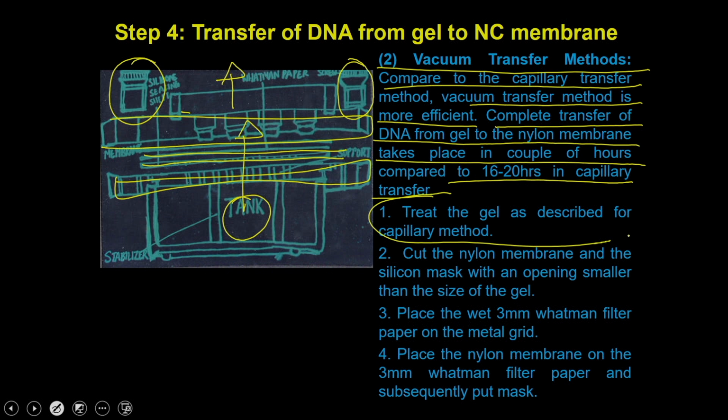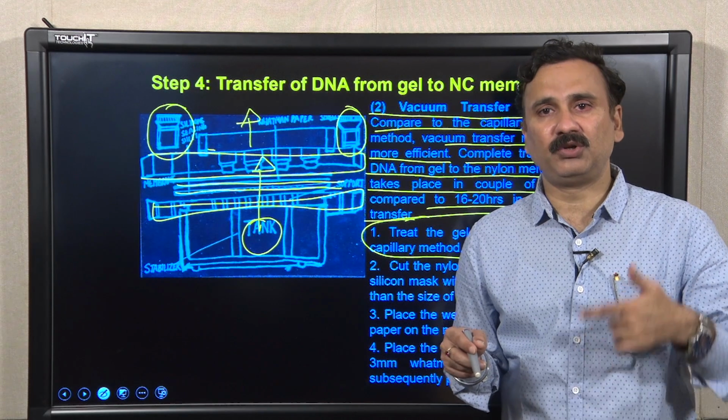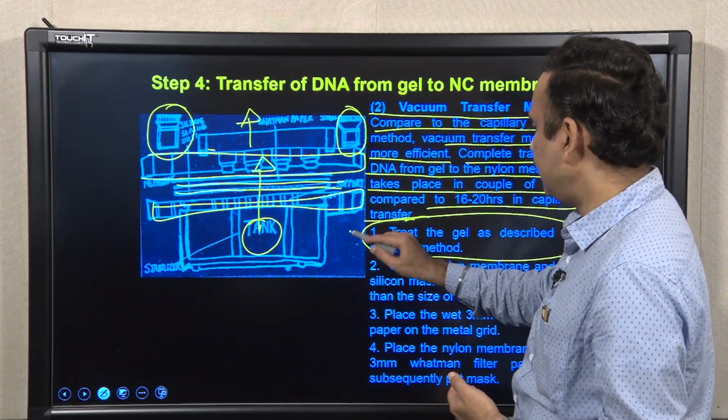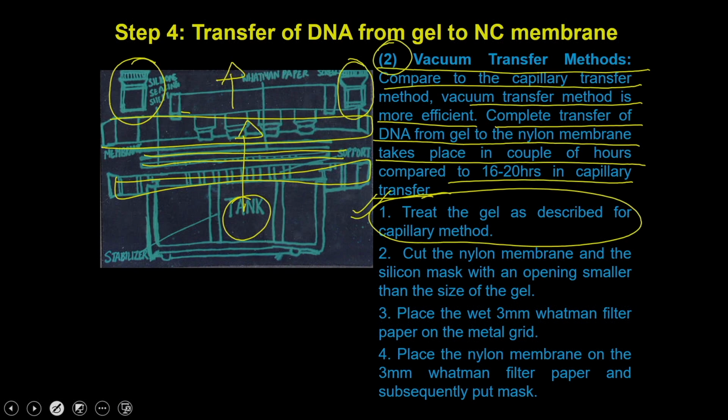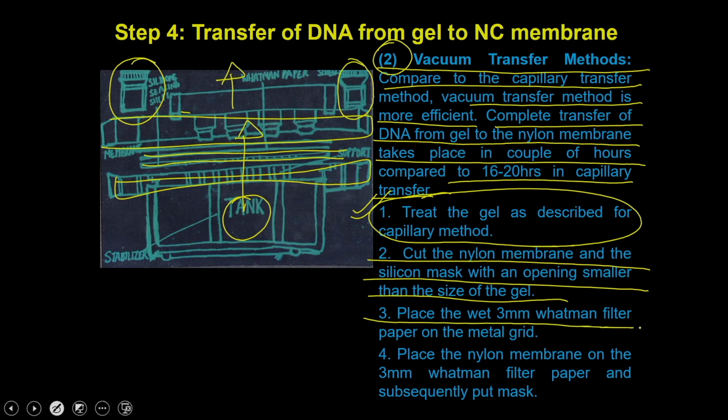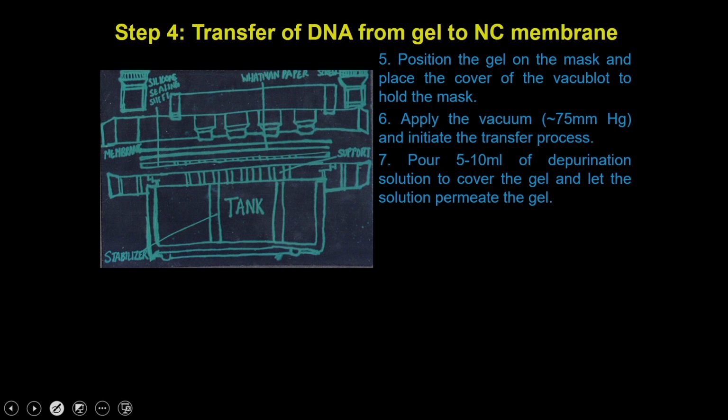So, first of all, the initial treatment remains the same, where you are going to treat the gel with depurinating solutions or neutralization solutions and all that remains the same, whether it is a vacuum transfer or the capillary transfer. Then you can cut the nylon membrane and the silicone mask to the size of the gel. Then you place the 3 mm Whatman filter paper onto the metal grid, place the nylon membrane onto the 3 mm Whatman filter paper, and subsequently you put the mask, and then you position the gel onto the mask and place the cover onto the vacuum blot to hold the mask.